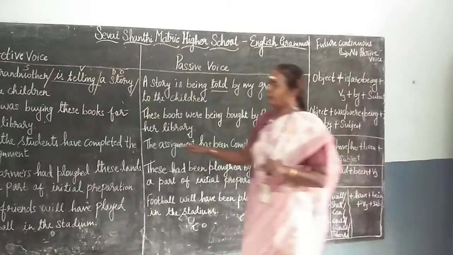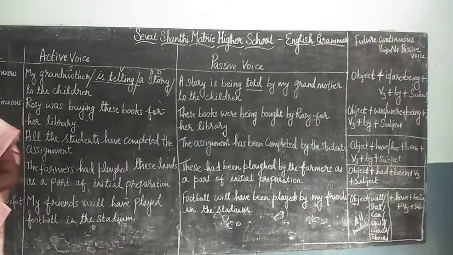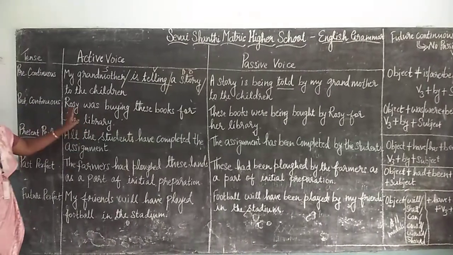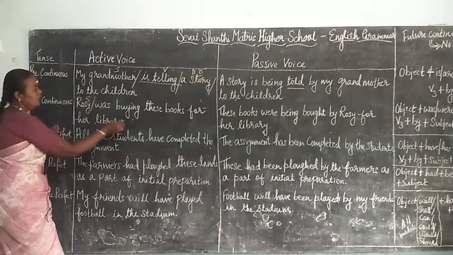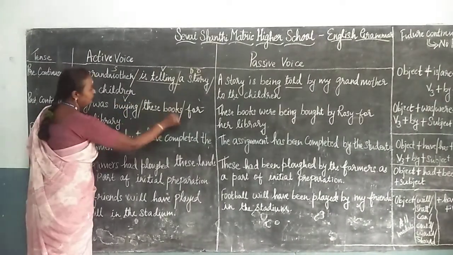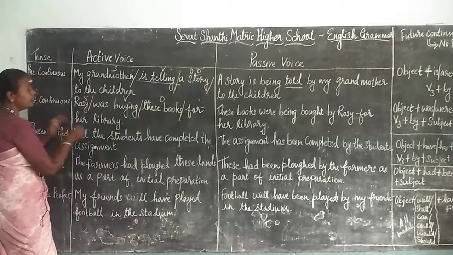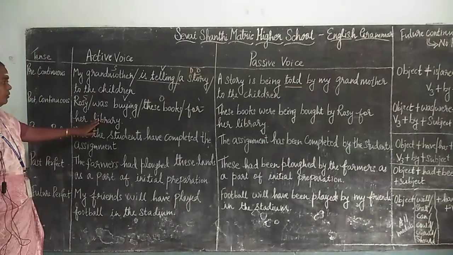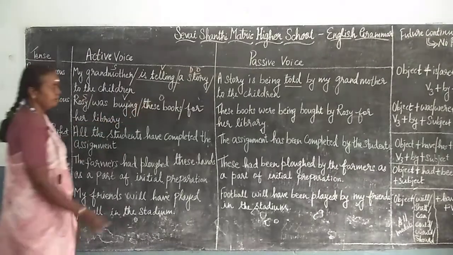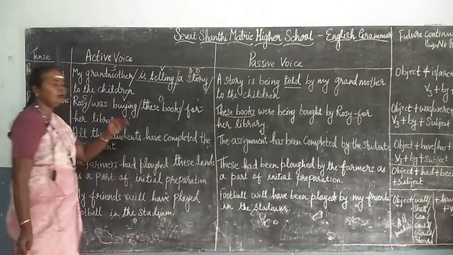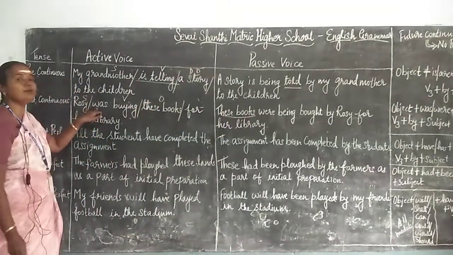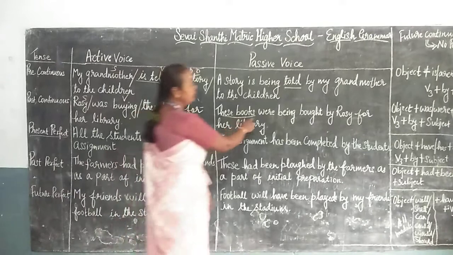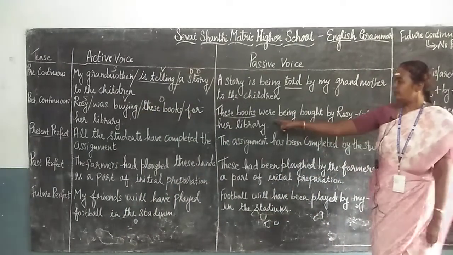Okay, so now see the past continuous tense. In past continuous tense, it is: Rosie was buying these books for her library. Rosie is the subject, was buying is the verb, these books is the object, for her library is an adjunct, no need to change that. Okay, so these books is plural, so it will not come is, here it is was, so it is past continuous. So plural for was is were. Okay, so these books were being.